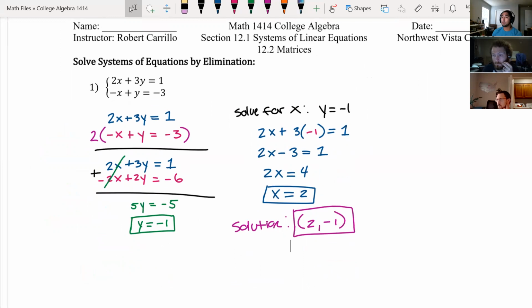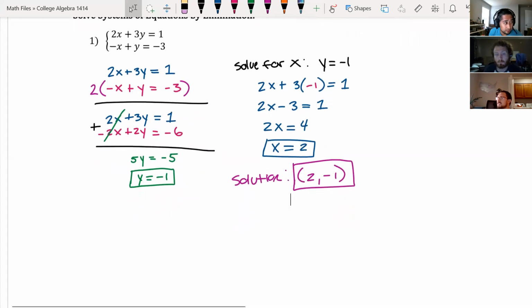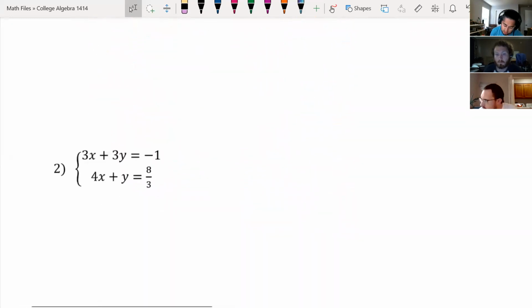So first thing you should do, pick a variable you want to eliminate, and then figure out how to manipulate both equations, maybe just one equation, to eliminate that variable. Everybody good with this one? Where are those thumbs? There we go, one thumb. 2. All right. Again.